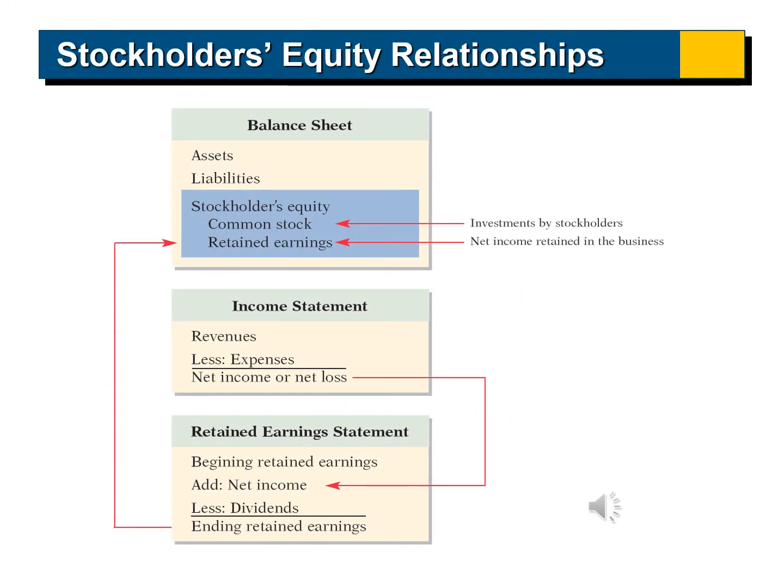Here you see the connection between the balance sheet and the income statement. We have seen before that assets equal liabilities plus stockholders' equity. The stockholders' equity is made up of common stock and retained earnings. The retained earnings is made up of revenues less expenses, which equals net income. And the net income is added to the beginning retained earnings, and any dividends paid are subtracted from the beginning retained earnings, resulting in the ending retained earnings, which is reported on the balance sheet.